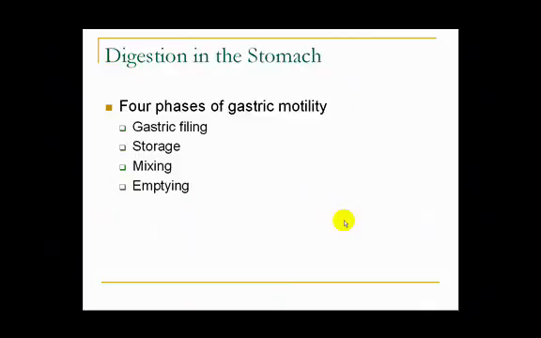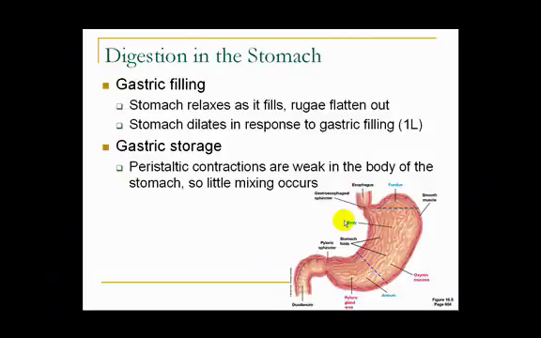We'll first look at gastric motility, how the stomach contracts and moves food through the stomach. There's 4 phases of gastric motility that we'll work through. First is gastric filling, then there's storage, mixing, and emptying of the stomach. We will go through each of these phases in our next few slides. So let's start with gastric filling.